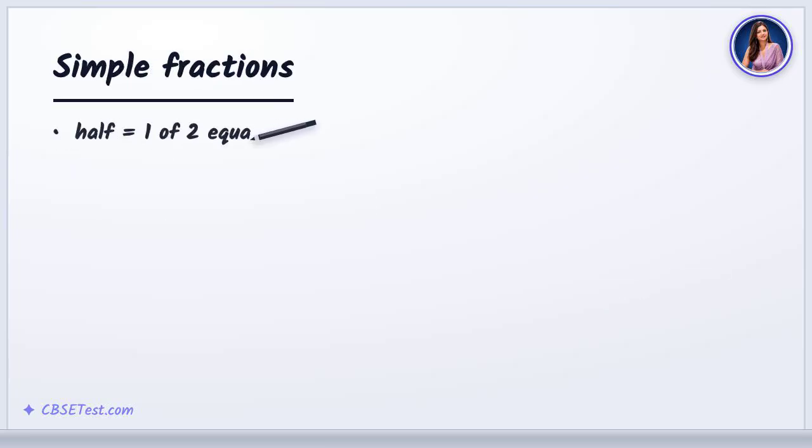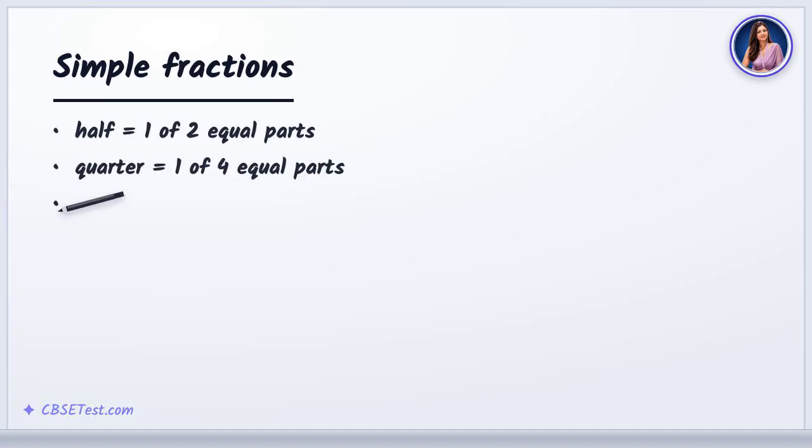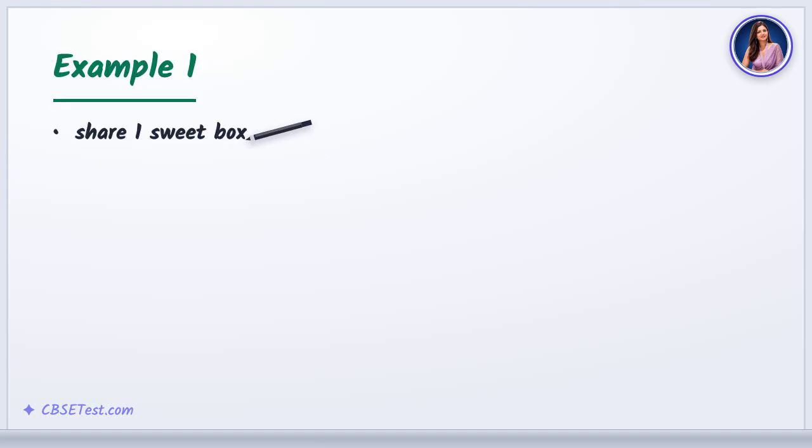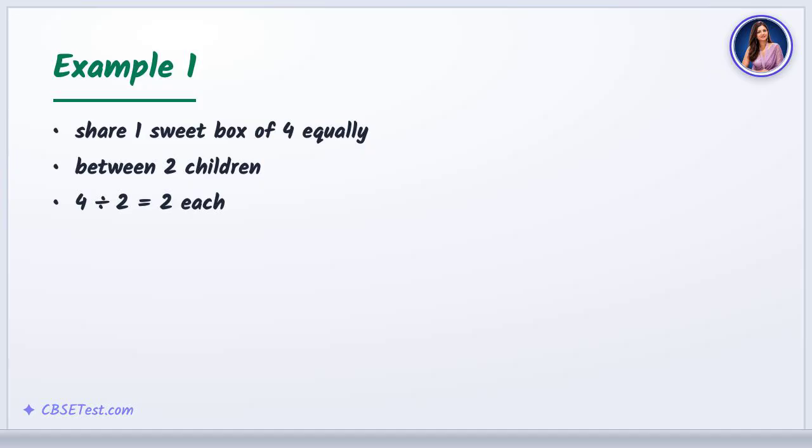When we split one whole into equal parts, we get fractions. A half is one of 2 equal parts. A quarter is one of 4. A box of 4 sweets shared between 2 children gives 4 divided by 2, 2 sweets each.